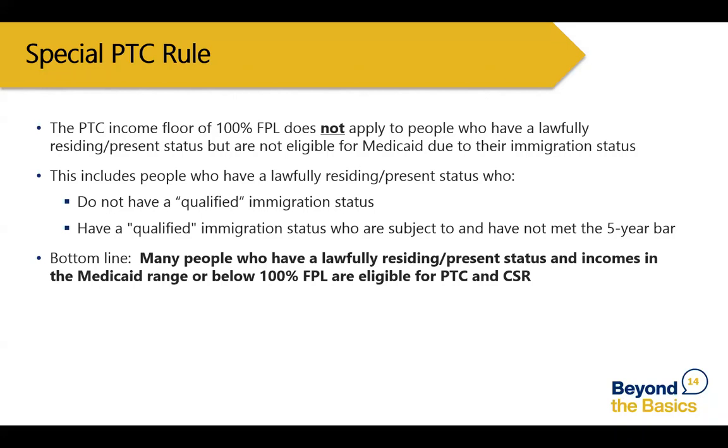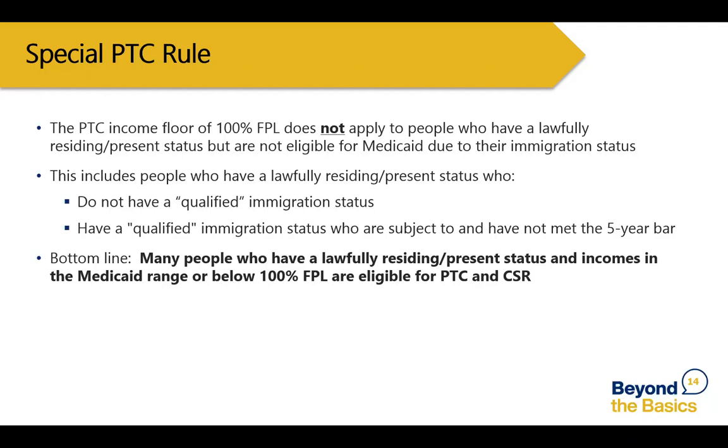So who does this include? It includes individuals who do not have a qualified immigration status. You heard Gabrielle talk about this in the previous slides, and you saw a chart that showed a smaller group of individuals who have a qualified immigration status, and lots of other kinds of statuses that would still make somebody meet the definition for lawfully present or lawfully residing, which are many, many more different immigration statuses, right?